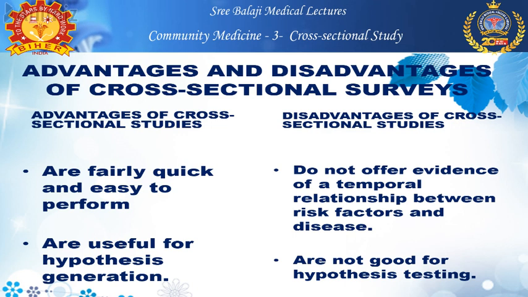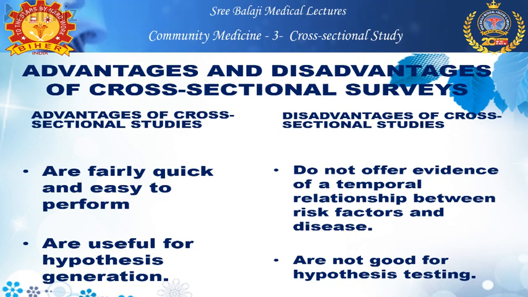Number 1, they are easy to perform, quick, reliable, less resources are used, and we can easily train the health workers in carrying out cross-sectional studies. And most importantly, they are useful for generation of hypotheses, whereas case control studies and cohort studies are useful for testing the hypothesis.